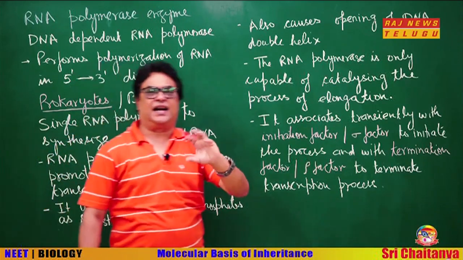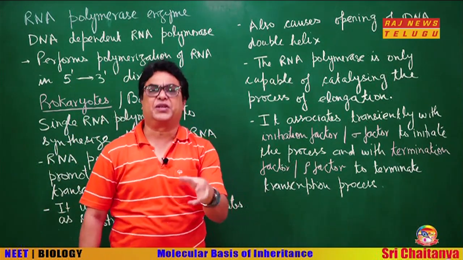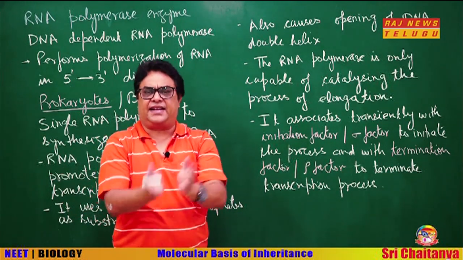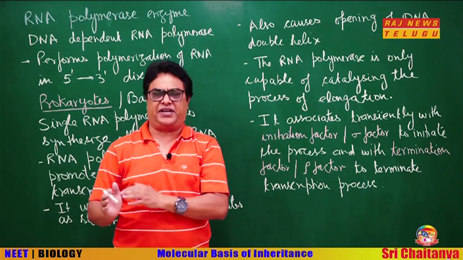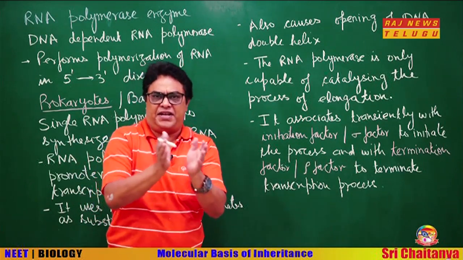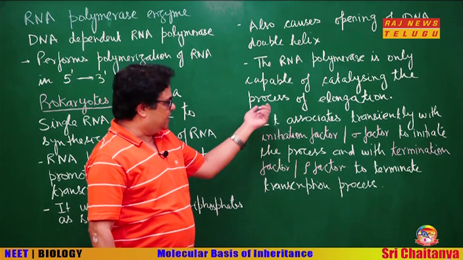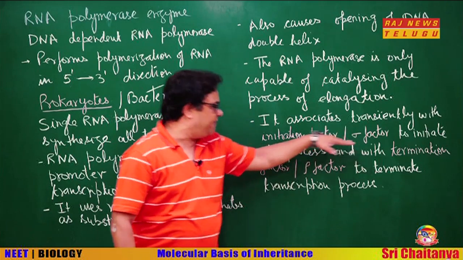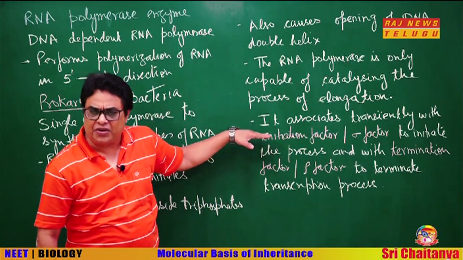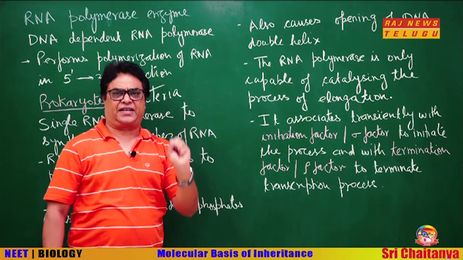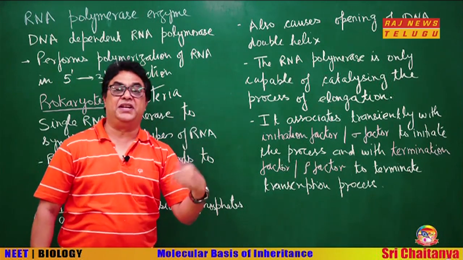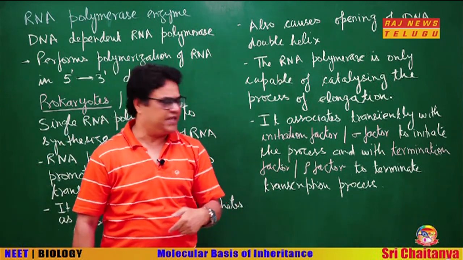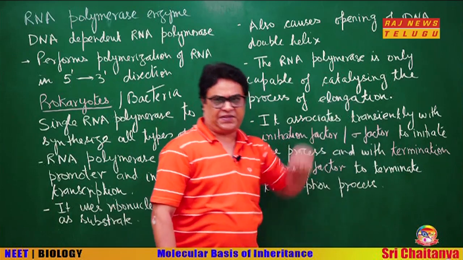Another thing is that this RNA polymerase enzyme, which we generally call the core enzyme, can only elongate the process. Alone it can neither initiate transcription nor terminate transcription. So, when it has to initiate transcription, it transiently associates with a factor called sigma factor or initiation factor. Then, along with the sigma factor, it attaches to the promoter to initiate the transcription process. Once the transcription starts, the sigma factor is dissociated. That is why we are saying it is a transient association.